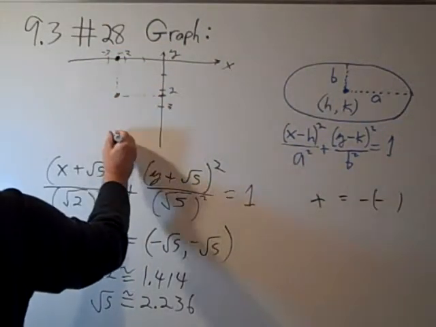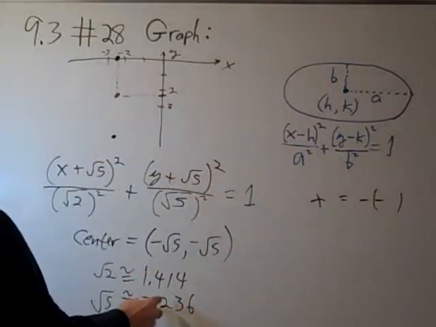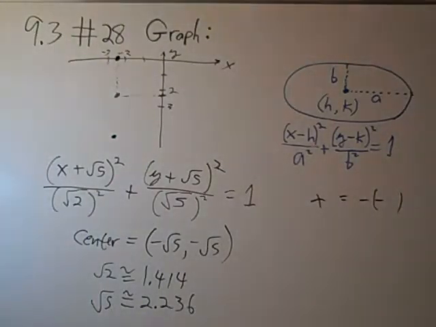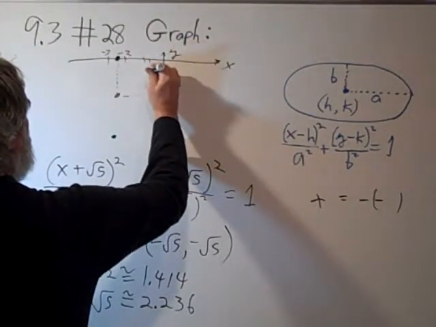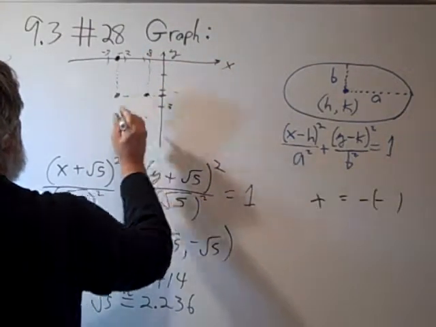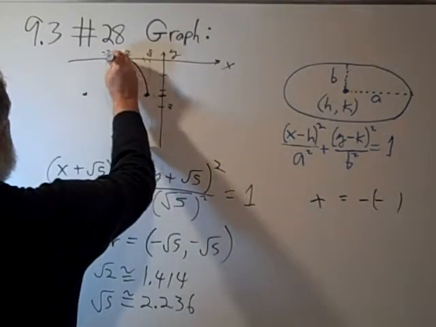And if we come down, there's the other extent in the y direction. In the x direction, it goes out to, from the center, 1.414. So from the center point, we subtract the square root of 2. So we go to 0.8 about. So that's about the x extent on both sides. So this ellipse looks something like this.